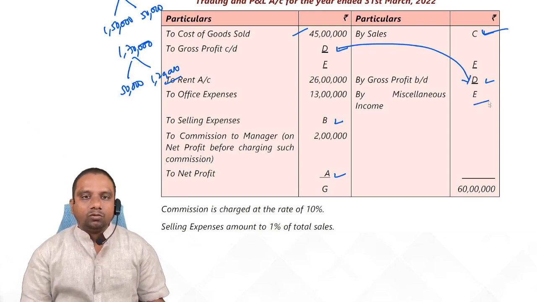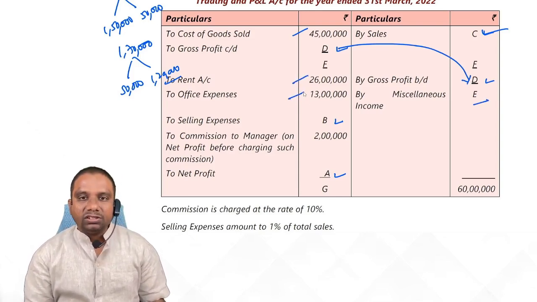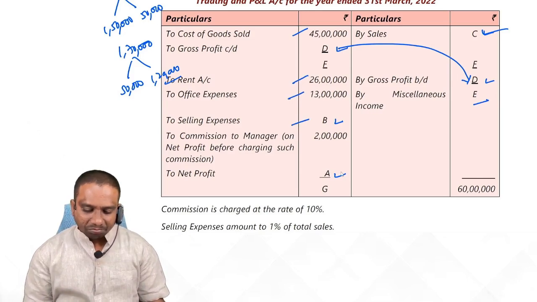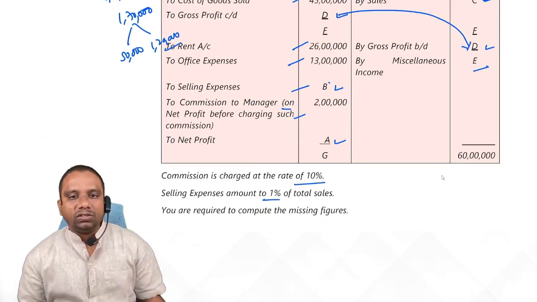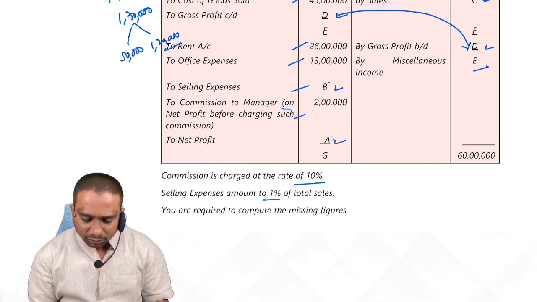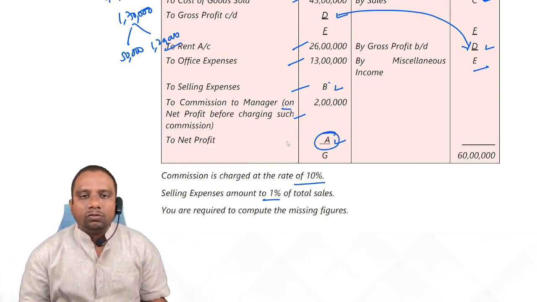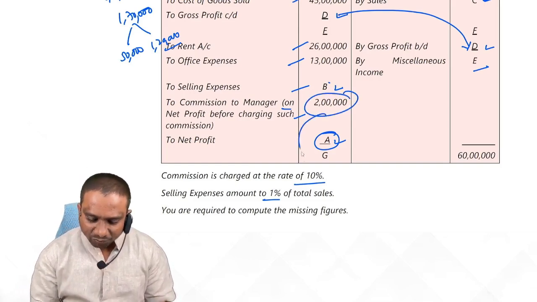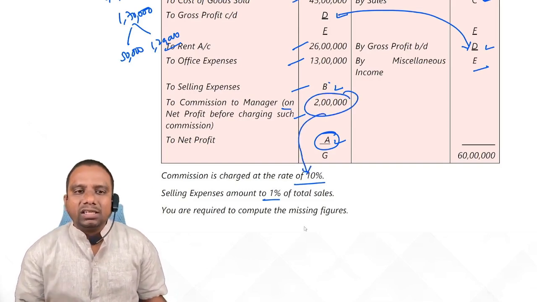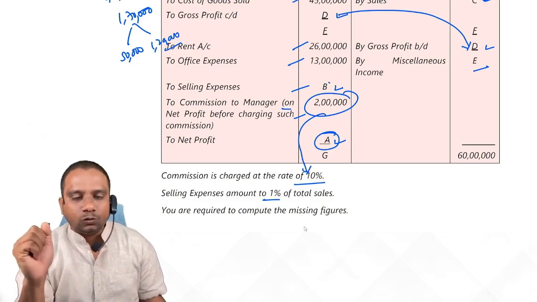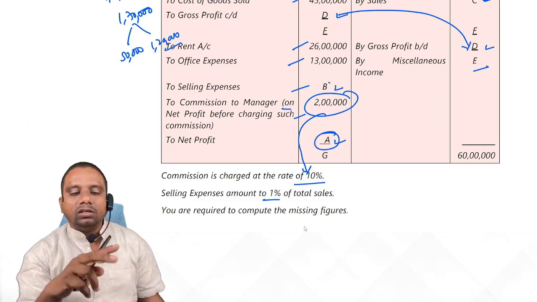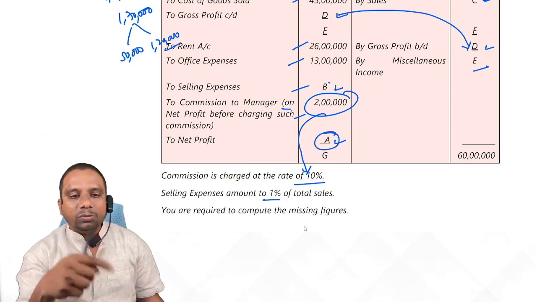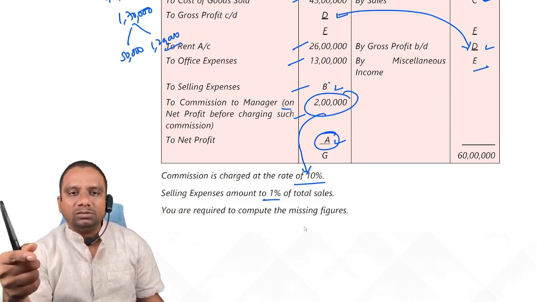And miscellaneous income. Debit: rent 26 lakh, office expenses 13 lakh, selling expenses, which we have to calculate. Commission to manager is charged at the rate of 10%, and selling expenses amount to 1%. Now look, first you need to calculate net profit. To calculate net profit, what is the hint you have? Manager commission and rate of commission. Here manager commission is paid on two bases: commission as a percentage of net profit before charging manager commission, or commission as a percentage of net profit after charging manager commission.